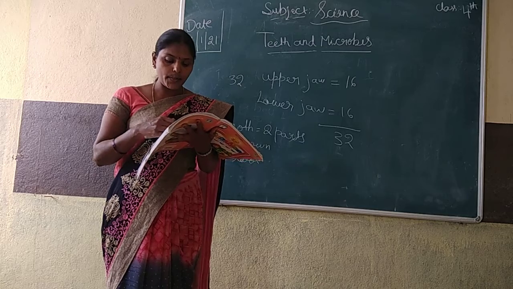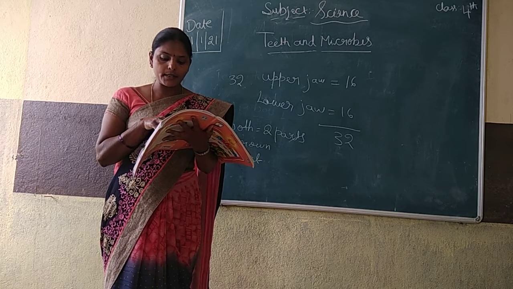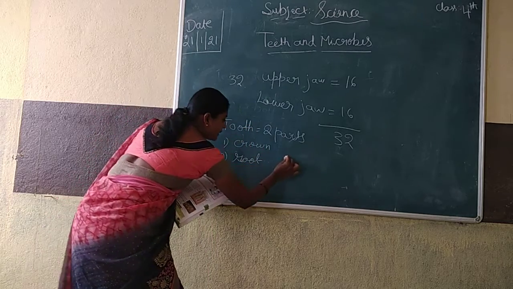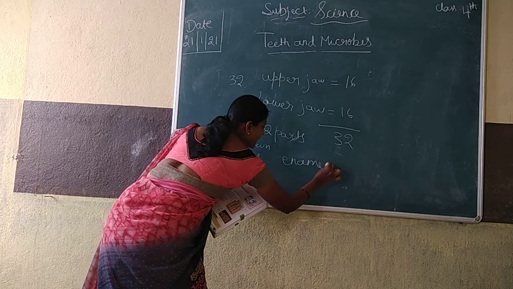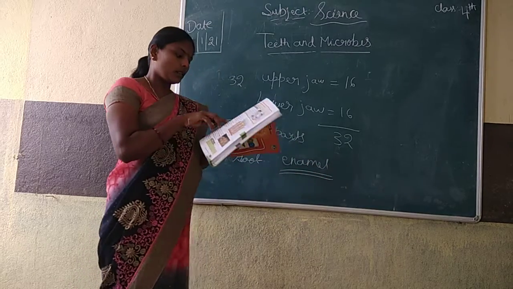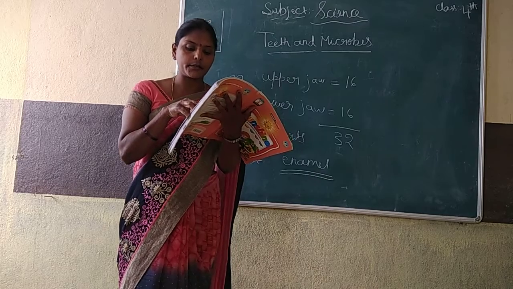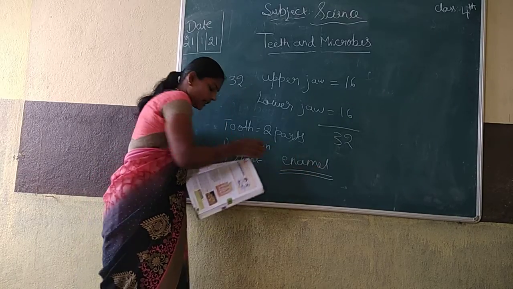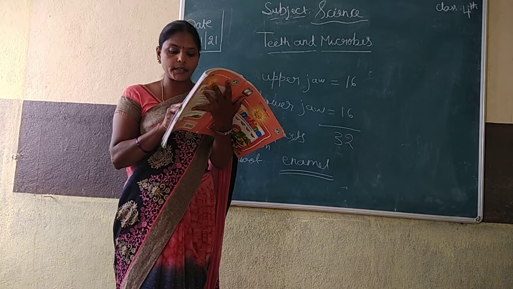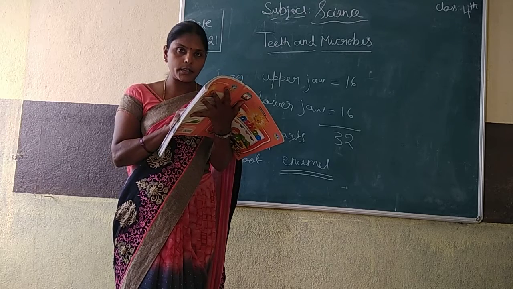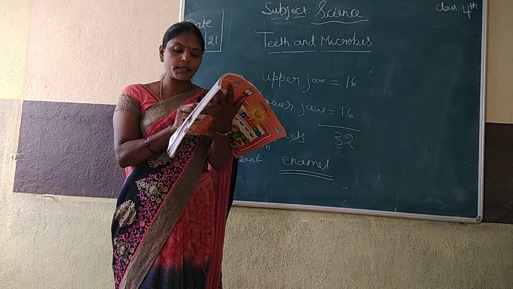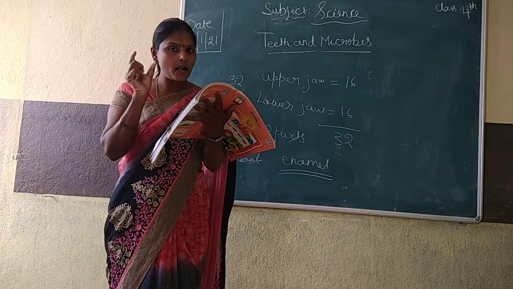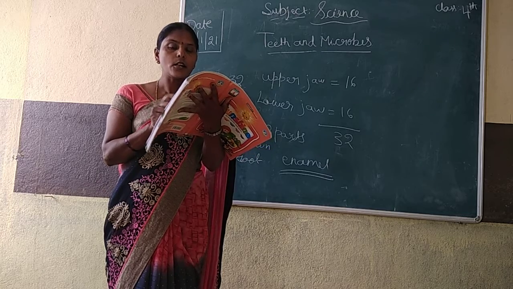Next, see the next paragraph. The outside white covering of the tooth is called enamel. What? Enamel. See, enamel. This is the hardest material in the human body. Which is the hardest material in the human body? Enamel. This is the very hardest material in the human body.